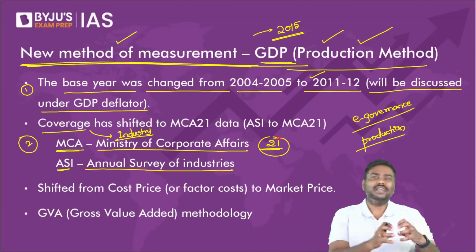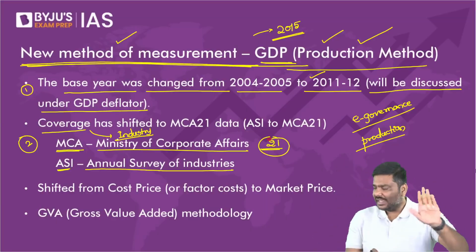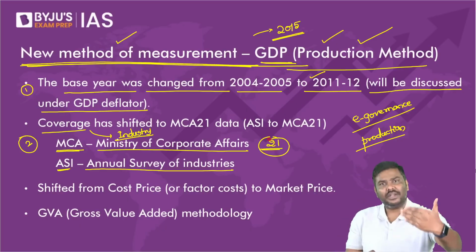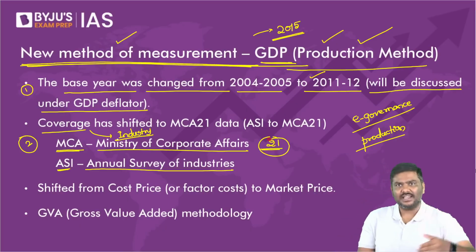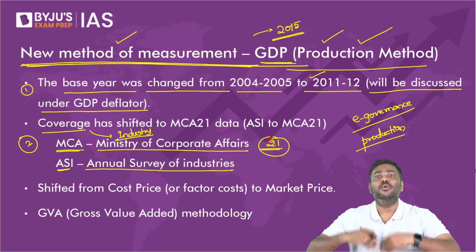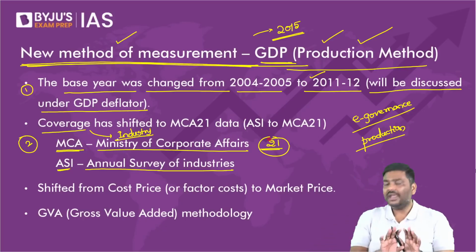Both are types of surveys only. One is ASI, Annual Survey of Industries. Second one is MCA 21. 21 basically stands for 21st century. This is what was told by the minister when the portal was launched. Okay, that is the basic idea.